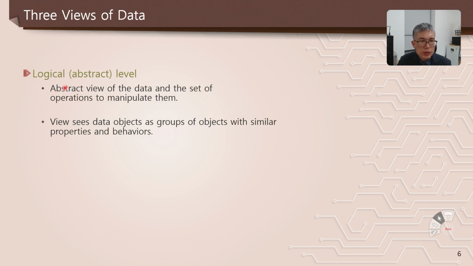Secondly, logical abstract level. This is the abstract view of the data and the set of operations to manipulate that data, okay? And this view sees data objects as groups of objects with similar properties and behaviors.